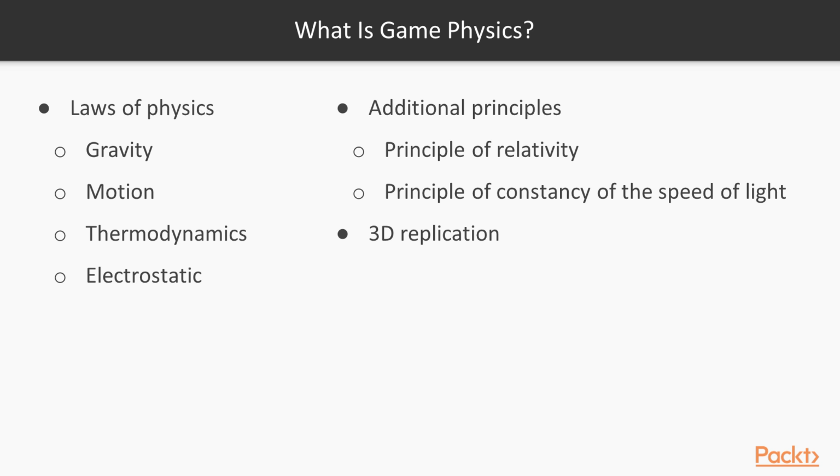So game physics is a replication or simulation of real-world physics in a 3D game. Fortunately for us, the Unity game engine completely understands physics, so we do not need to be experts.